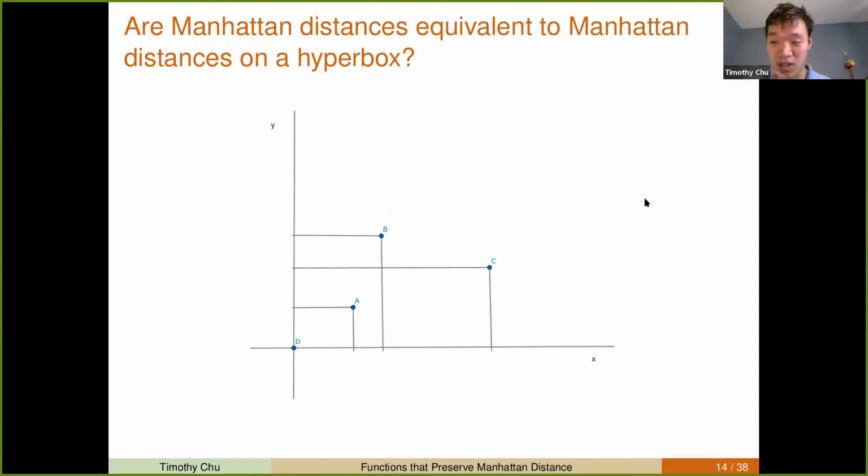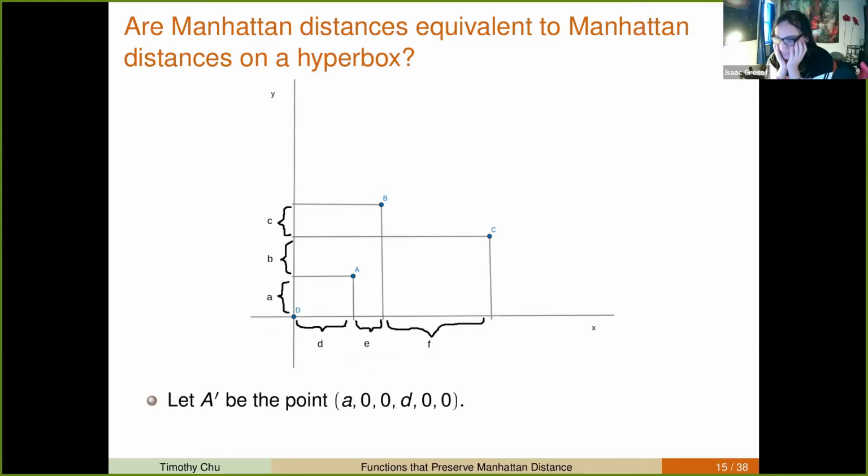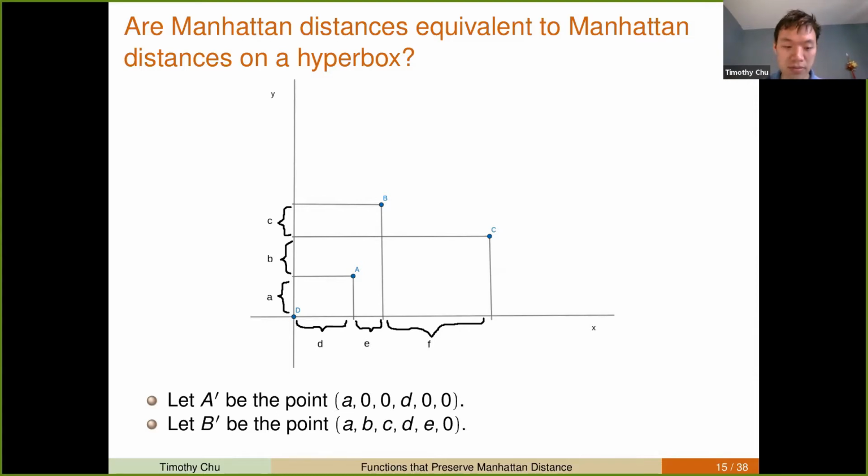So that's one reason I suggested you should do it for a line first. In this case, let's say we drop all the points. These are heights we drop to the axes. And the distances are labeled as follows: A, B, C on the y-axis and D, E, and F on the x-axis. I'm going to define A prime to be the point (a, 0, 0), because on the y-axis, the point A only really covers the distance little a. And then the next coordinate will be (d, 0, 0).